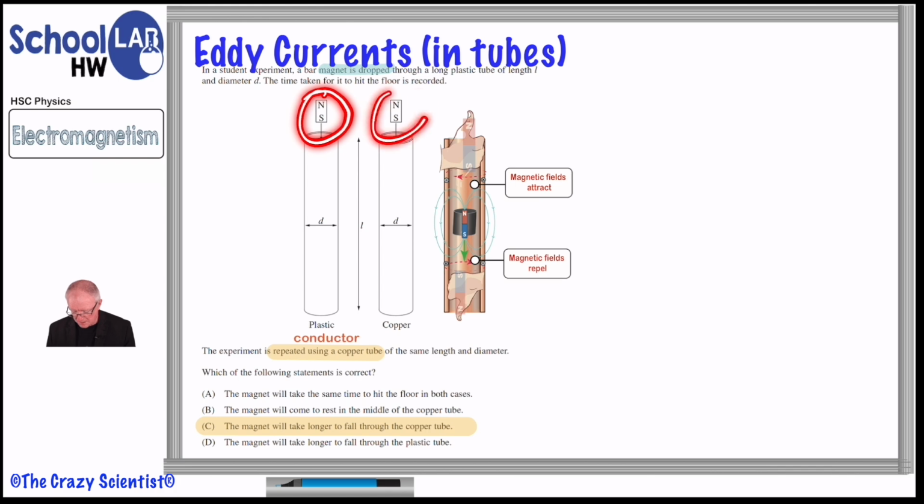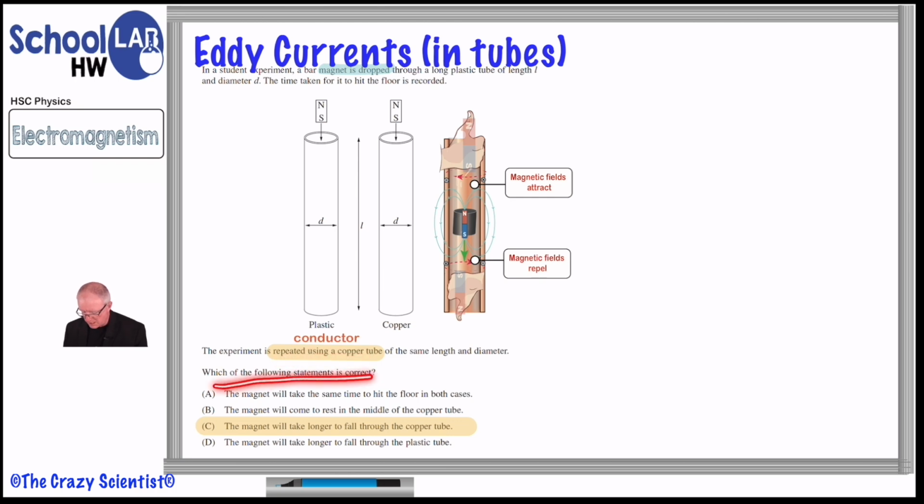We've got the same magnet, okay? And we're dropping those magnets through that. What happens? It says, it's repeated. Which of the following statements is true? Well, C, the magnet will take longer to fall through the copper pipe.